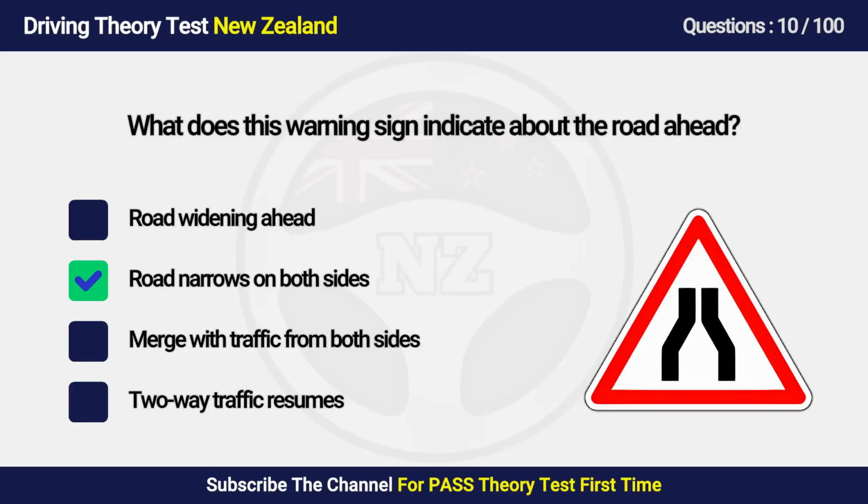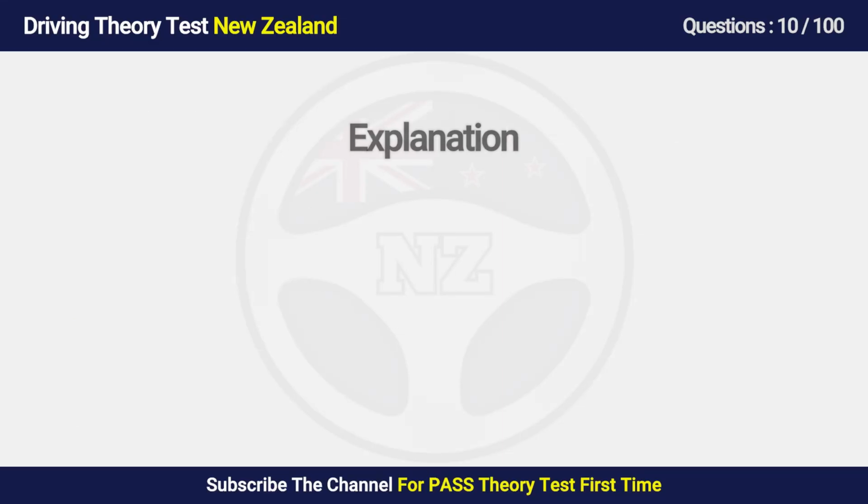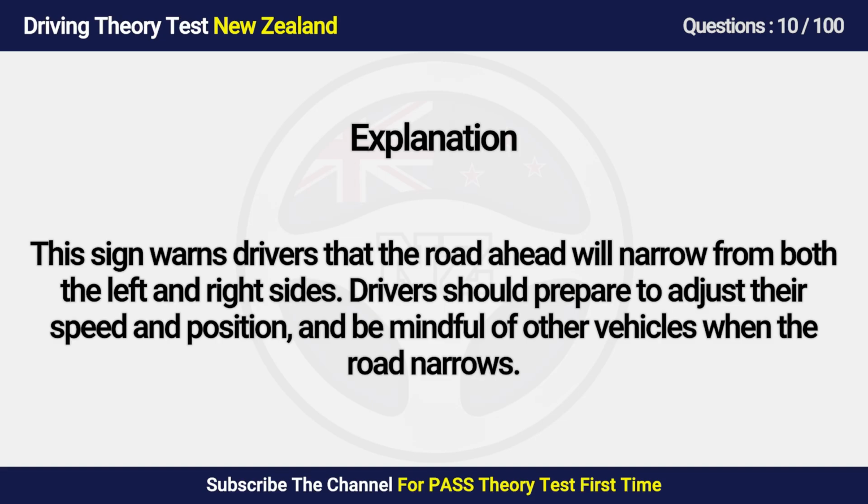Answer is B. Road narrows on both sides. This sign warns drivers that the road ahead will narrow from both the left and right sides. Drivers should prepare to adjust their speed and position and be mindful of other vehicles when the road narrows.